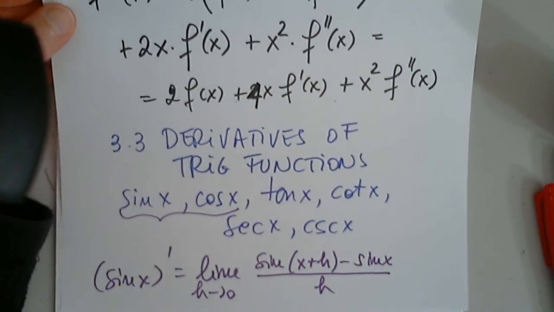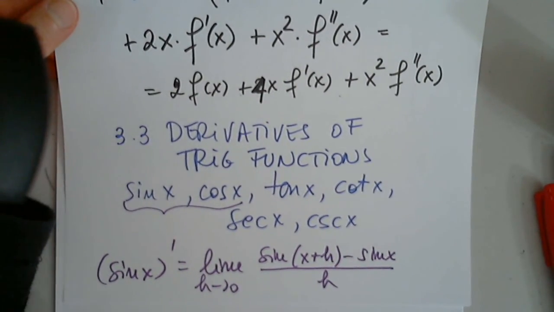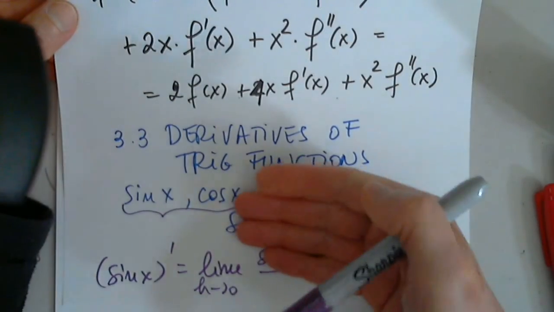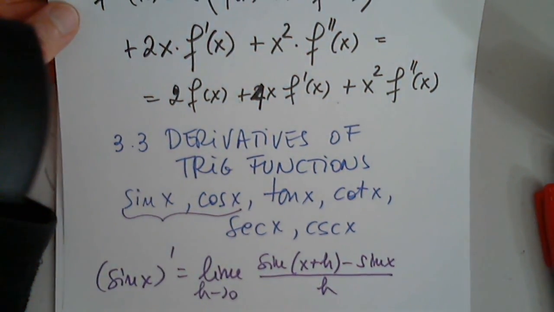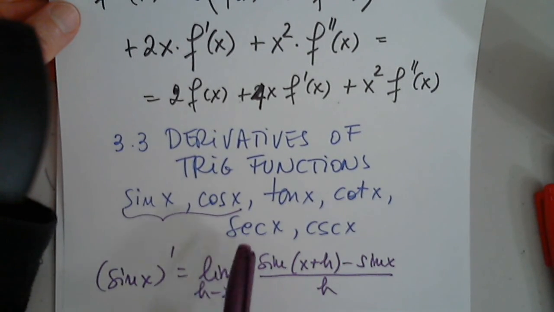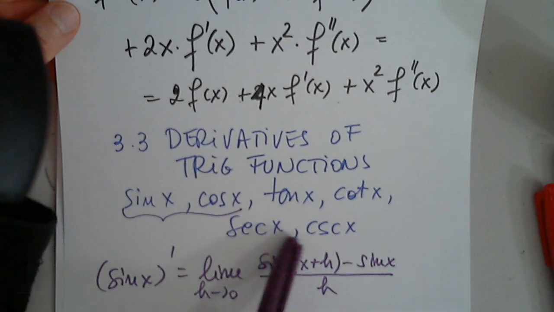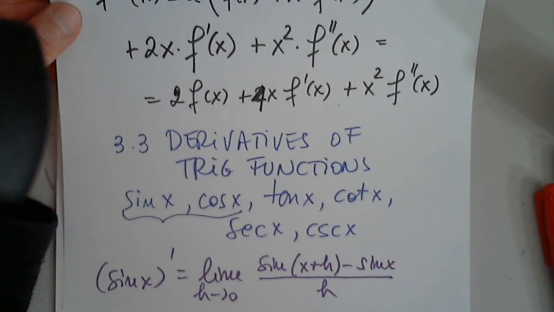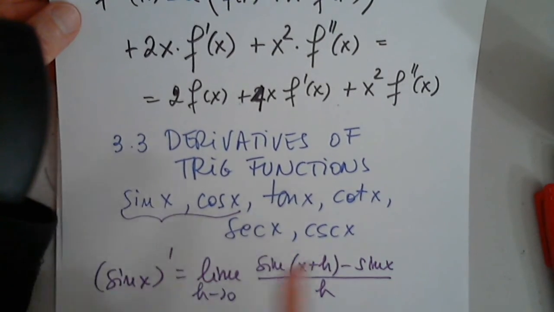If not, I will give you the result up front, what sine prime is, what cosine prime is, and we will determine these ones with, actually, we can tangent and cotangent, but not secant and cosecant. Well, actually, we don't have to use the power rule. We can use the quotient rule. Yes, we will determine the other 4.